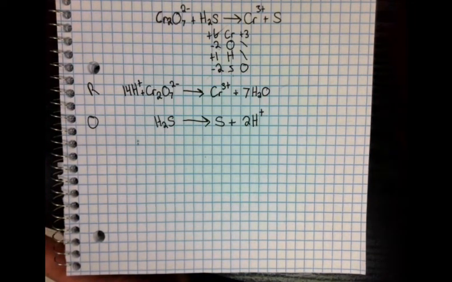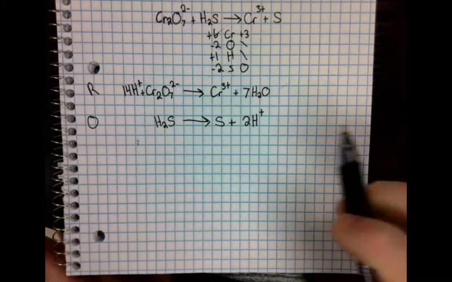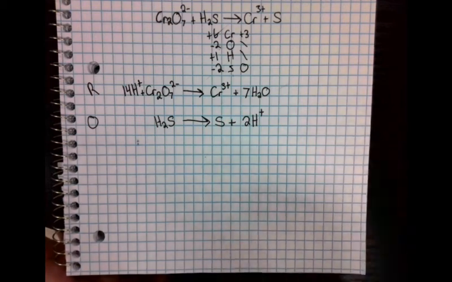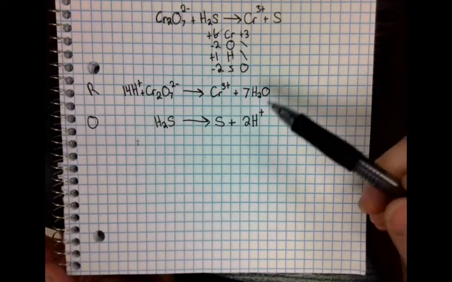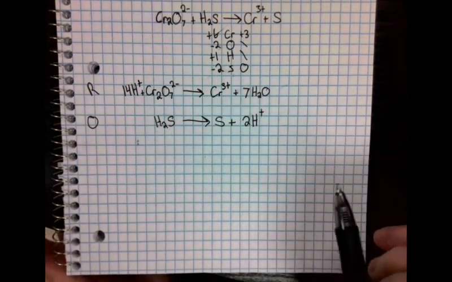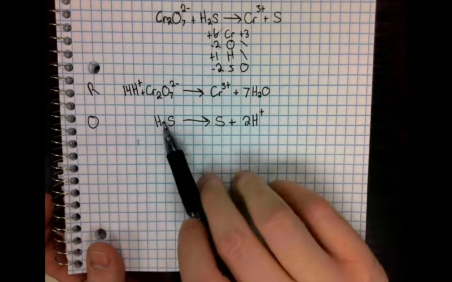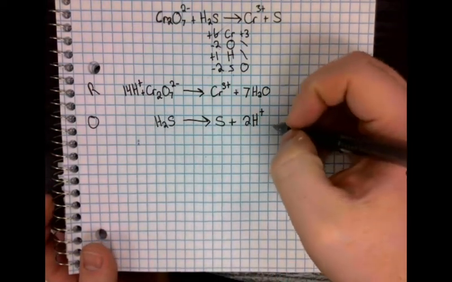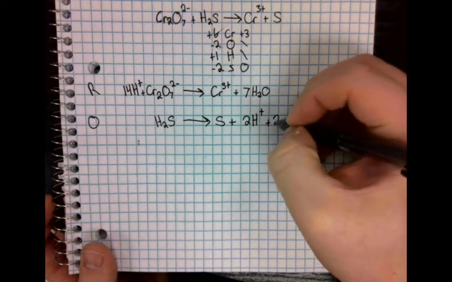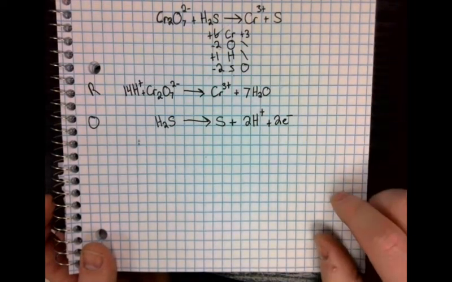And then, only after we've done that, do we go back and we check our charges. You remember we had to make our charges equal by adding electrons to each side as needed. So we're going to go ahead and add electrons to each side to make our charges equal after we've added our waters and our hydrogens. So in this case, we have no charge over here. We have 2 positives over here. We're going to have to add 2 electrons to the right side.